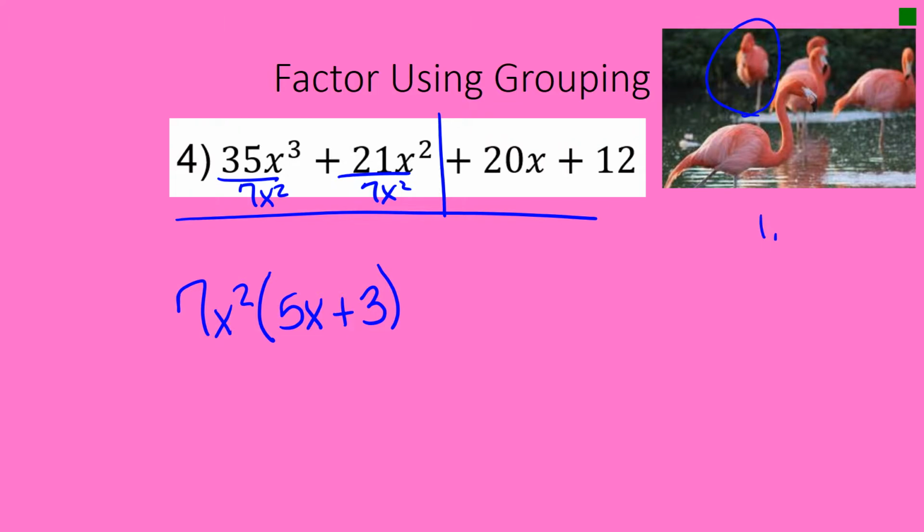20 and 12. 1 and 12, 2 and 6, 3 and 4. 12 doesn't work. 6 doesn't work. We're going to use a positive 4.